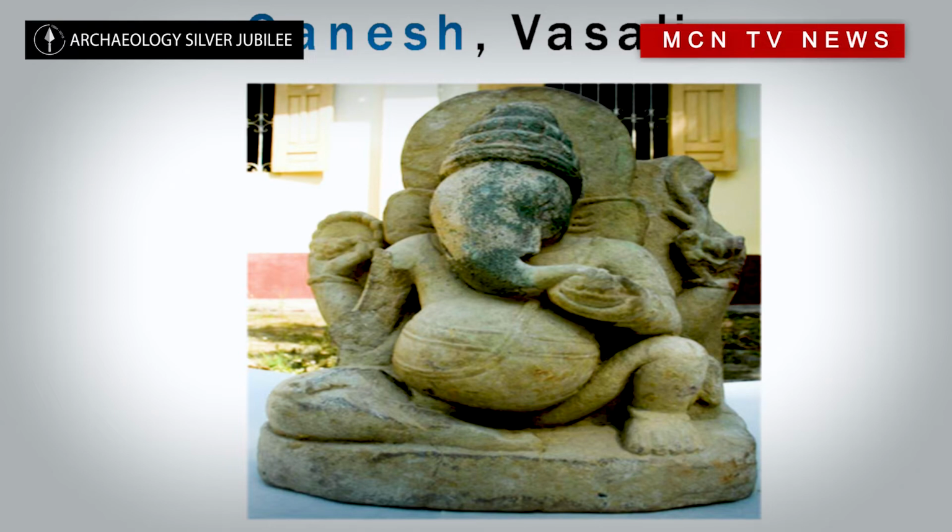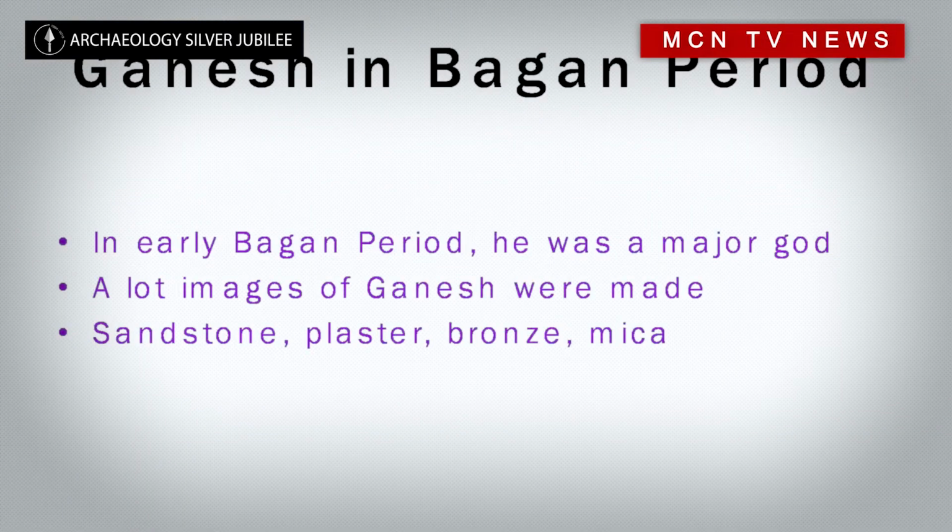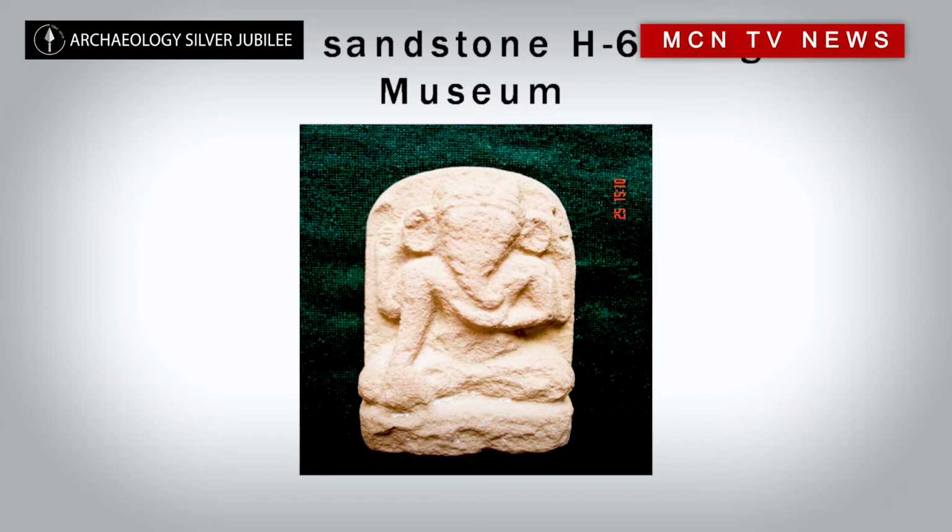A lot of images of Ganesh were also discovered in the Pagan period. In the early Pagan period, he was a major god. You can see a lot of images of Ganesh in the Pagan Archaeological Museum. Most of them are sandstone, plaster, bronze, and mica. That's the Pagan Archaeological Museum Ganesh. The height is 6 inches. This one also has 4 hands, but most of the attributes in the hands are very worn, so you cannot see clearly. One hand is holding his tusk, or maybe a sweet cake. But here you cannot see his vehicle. Most of the Ganesh in the Pagan period show the Bhumisparsha Mudra, with the right hand touching the ground.